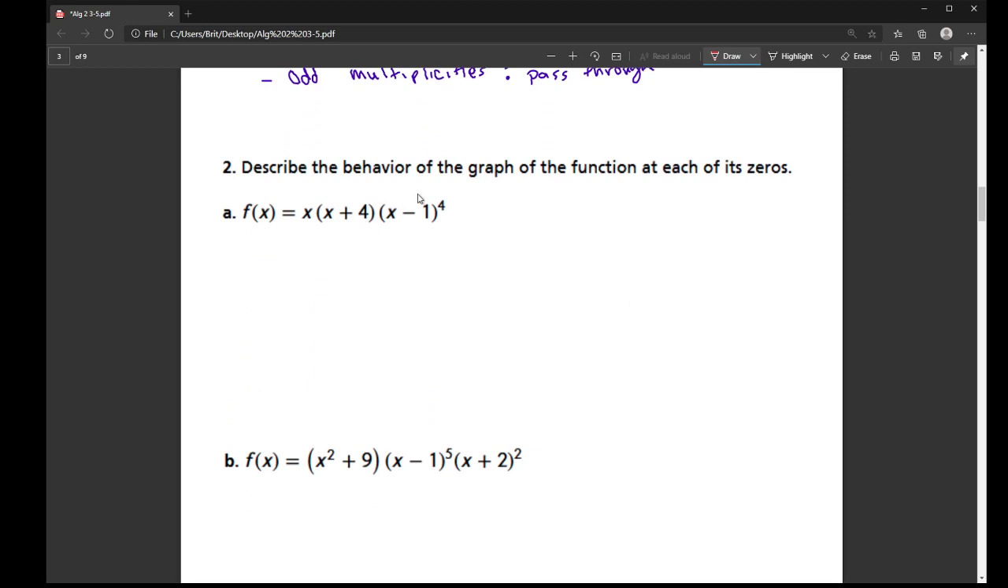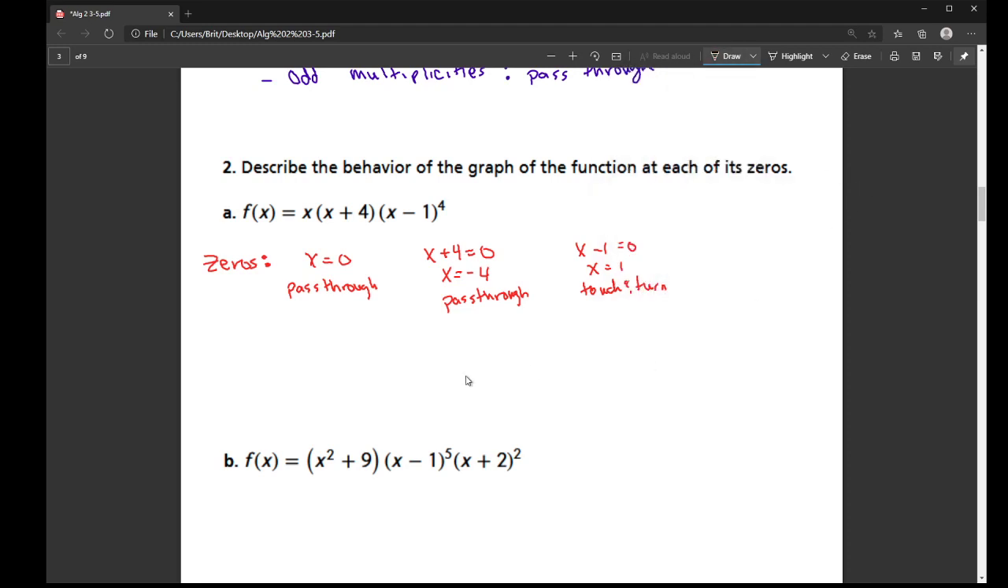So the first thing is to state each of the zeros. So I have x equals 0, x plus 4 equals 0, which gets me x equal to negative 4. And then I have x minus 1 equals 0, so x here equals 1. So this 0, the multiplicity is 1, so this is just going to pass through. For x plus 4, again, the multiplicity is 1, so it's just going to pass through. And then x minus 1 has a multiplicity of 4, so it's going to touch and turn.